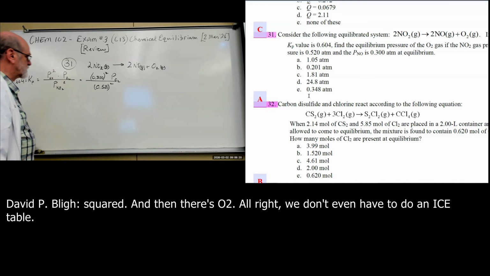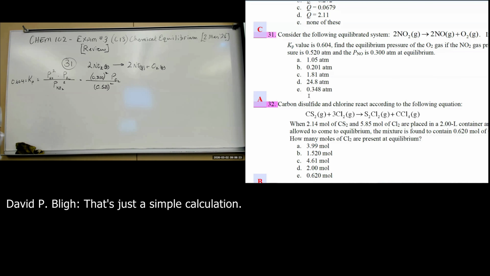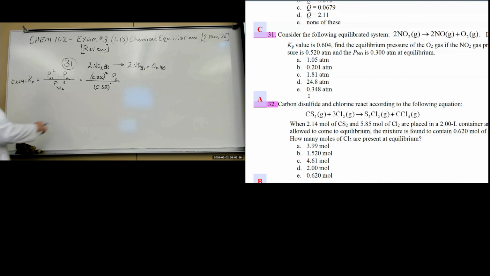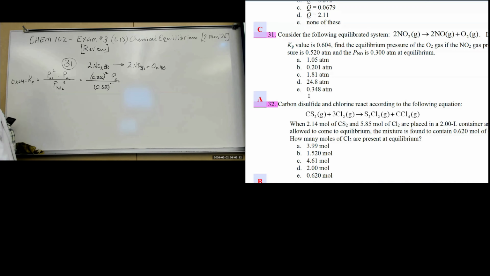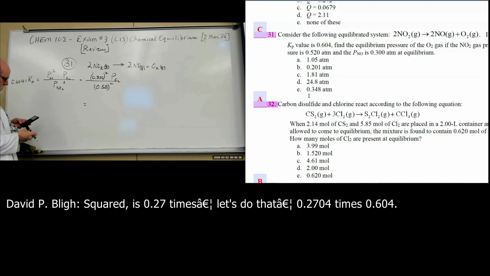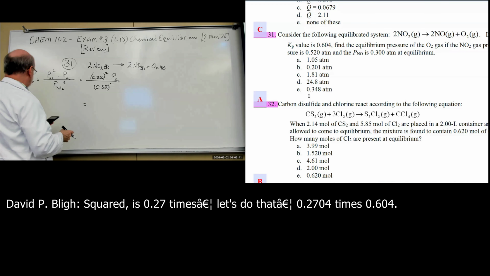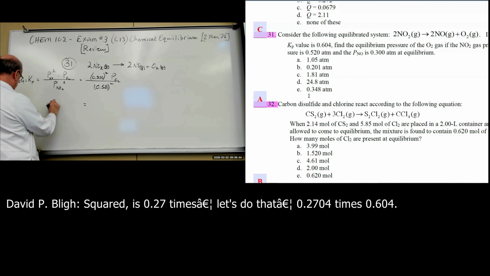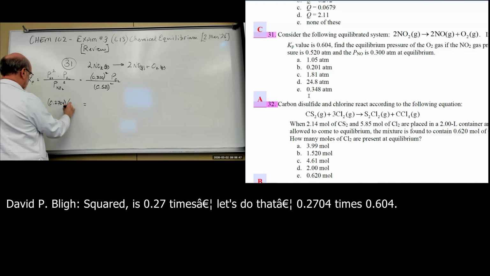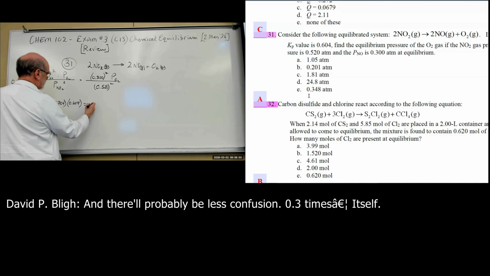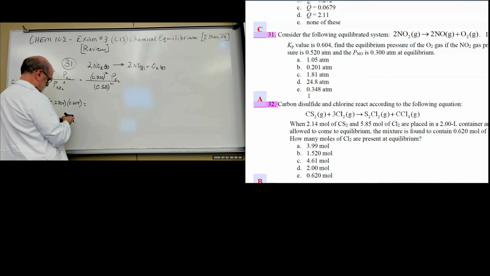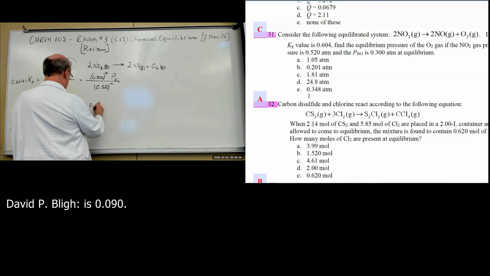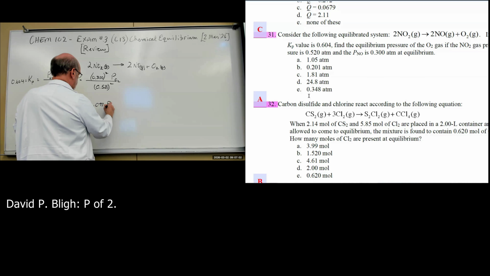All right, we don't have to do an ICE table. That's just a simple calculation. I'm going to square this one and then multiply times that one. 0.52 squared is 0.2704, times 0.604. And 0.3 times itself is 0.09, times PO2.